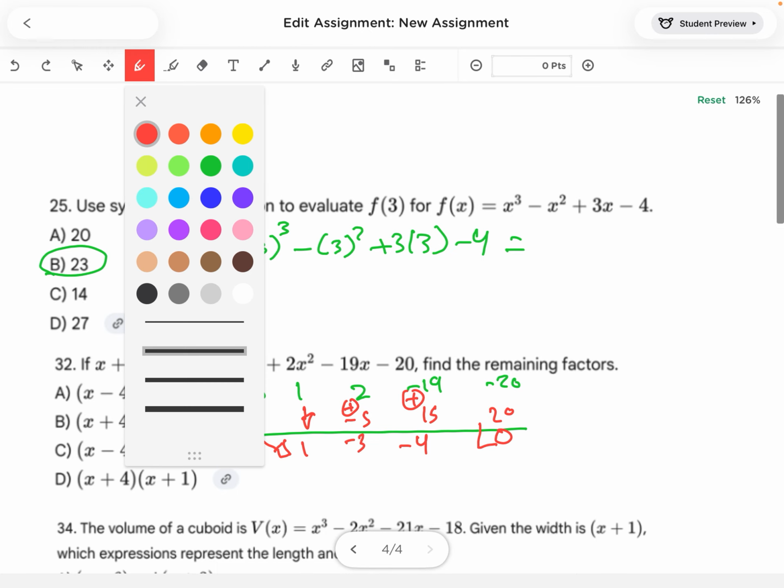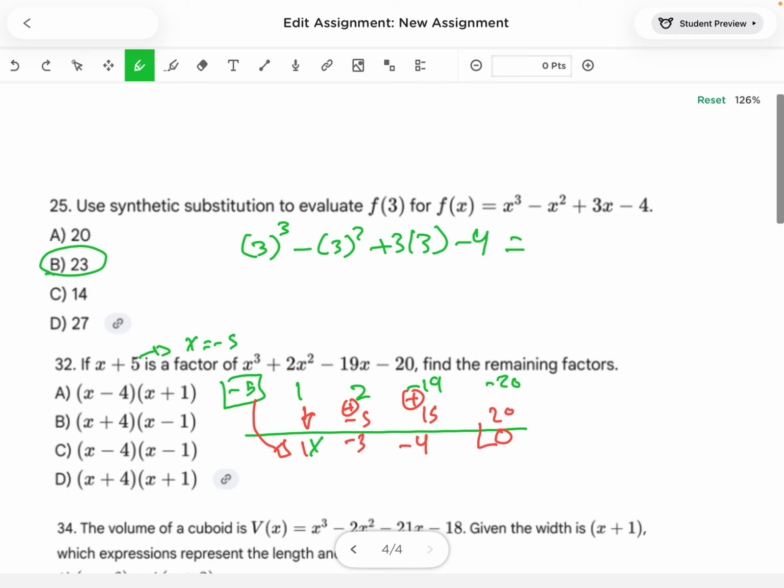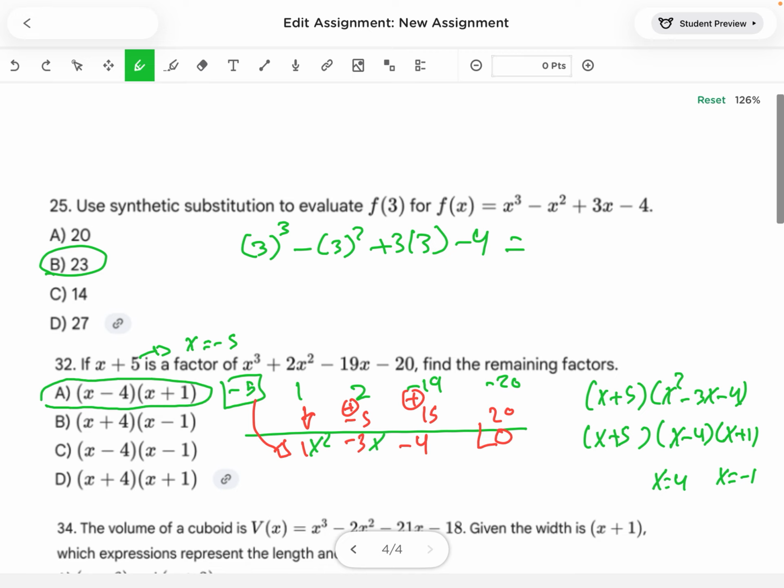The highest power is power 3. So I have to start with x squared. And this is x. So I have x plus 5 with x squared minus 3x minus 4. Mode 5, 3 for this one, you will have x minus 3 and x plus 1 in addition to x plus 5. Of course on the calculator you will get x equals 4 or x equal negative 1. You have to switch the sign. We need only the factor part, which is A.